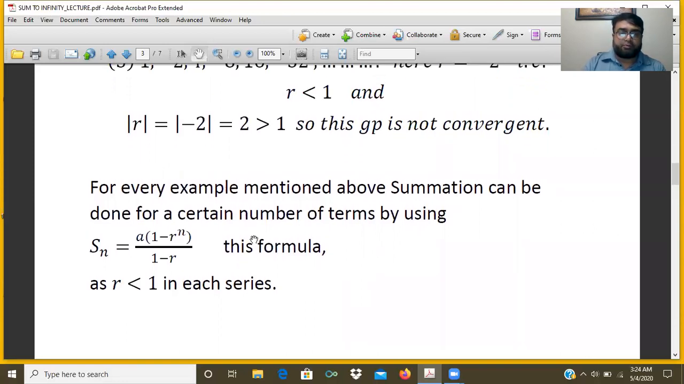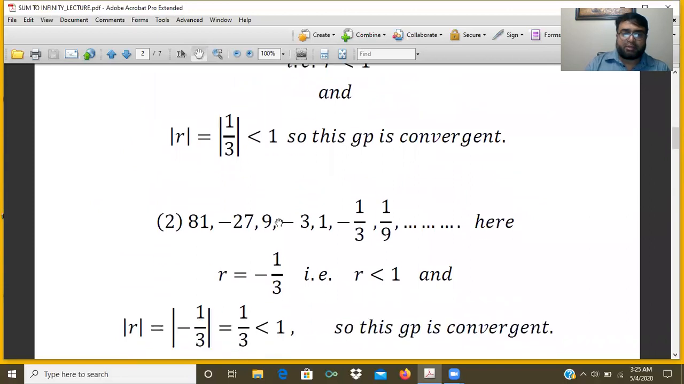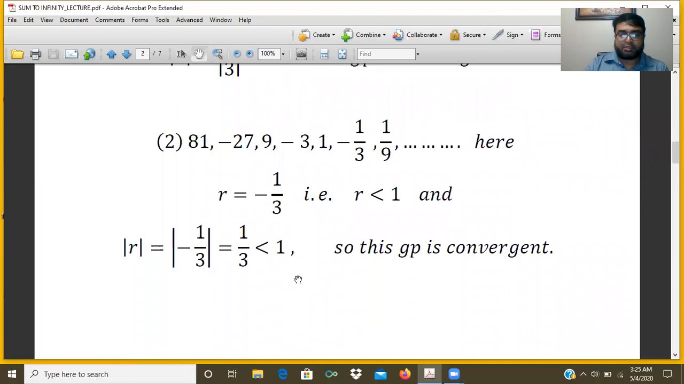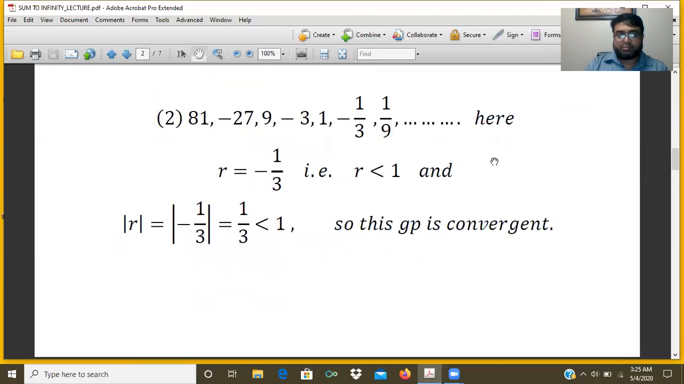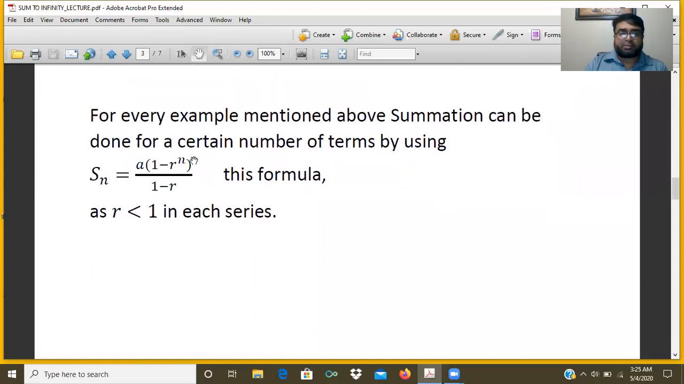For every example mentioned above, the summation can be done for a certain number of terms by using the formula that we know. This formula is used when r is less than 1. As we have seen, the value of r is less than 1 because it is 1 by 3, then negative 1 by 3, then negative 2. So in every case, r is less than 1. So for summation of a certain number of terms, say n terms, we'll use this formula because this formula is used when r is less than 1.